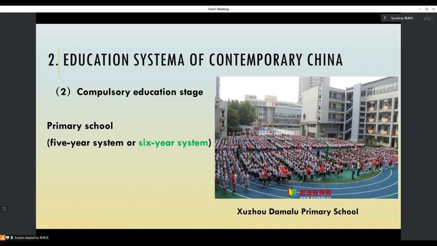Look at this picture. This picture represents a primary school. This is the school my son studied in. Xuzhou 大马路 Primary School. Many students.